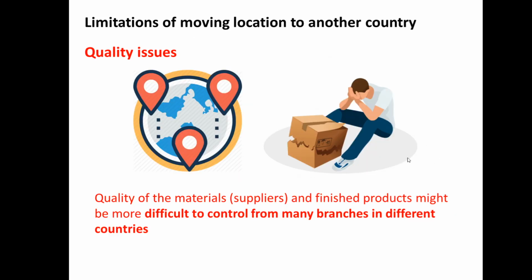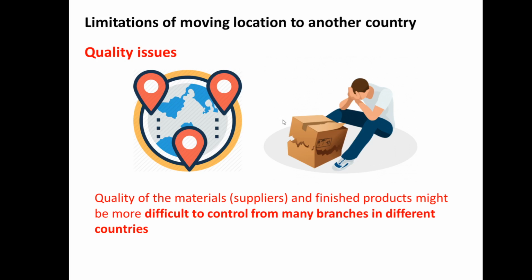And the last one, very straightforward, is the quality issues. Imagine you have many different divisions in many different countries, so it is more difficult for you to control the quality in all the divisions, because the company is getting way bigger and way more complicated. So it is difficult to control a consistent level of quality. That could be a potential problem.